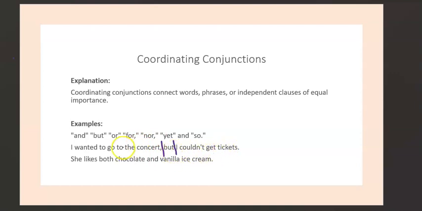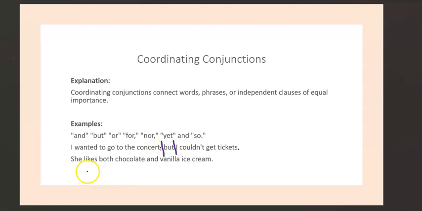So if you divide the sentences and put them outside, they can stand on their own. "I wanted to go to the concert." That is, you can put a full stop here and end your sentence, okay? Again, "I couldn't get tickets." You can put a full stop here. So these are phrases, but there's a conjunction that can connect these two sentences together. So you wanted to go, but you couldn't go because you didn't have the ticket. So "but" is a coordinating conjunction.